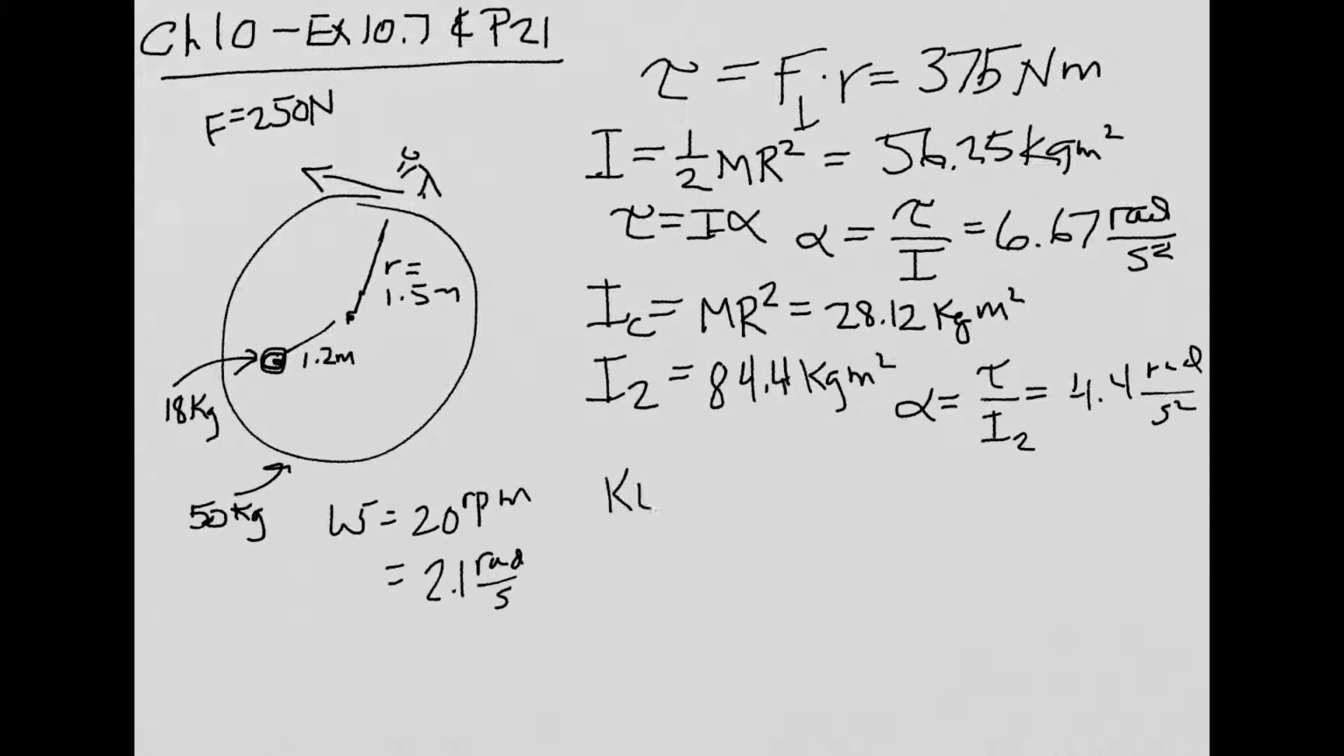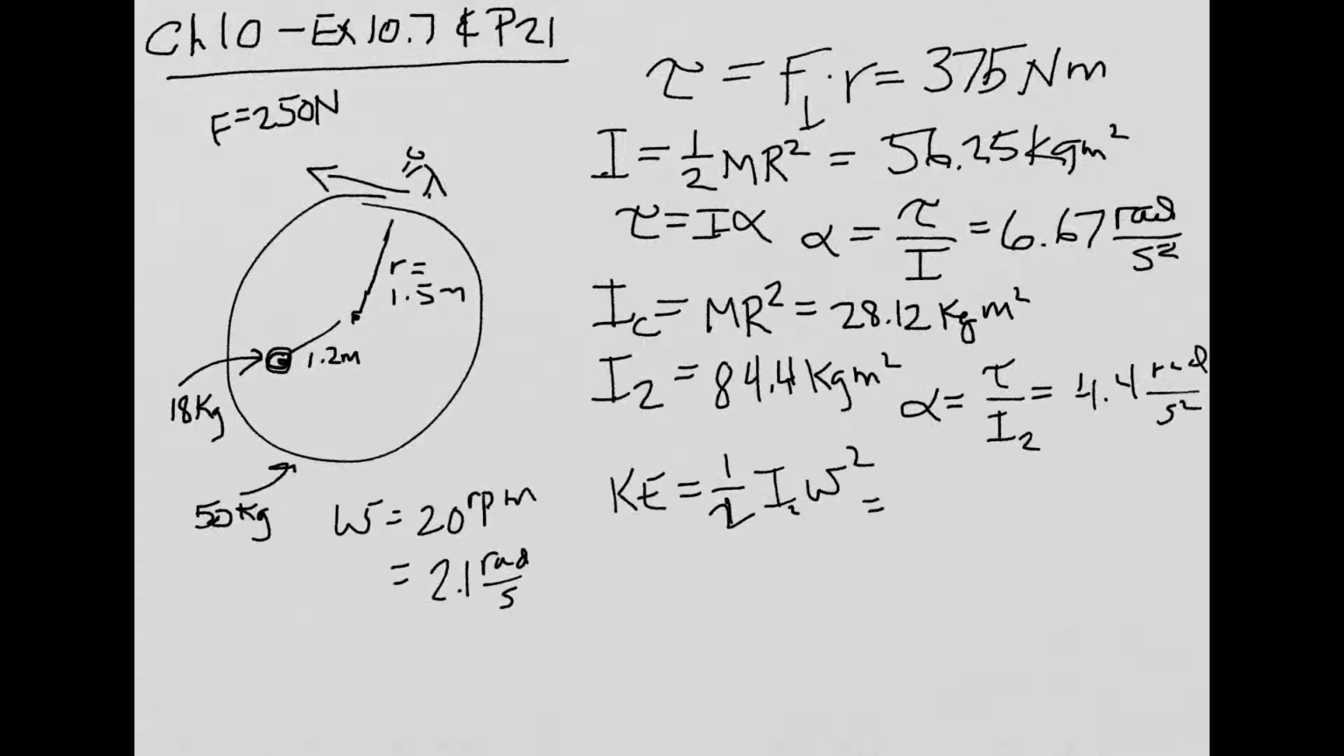The kinetic energy of something that's turning is just 1/2 I omega squared. I is the I total here. When you plug those numbers in, you get 185 joules. We also want to know that if I applied a force against the side of the merry-go-round, how's it going to stop?